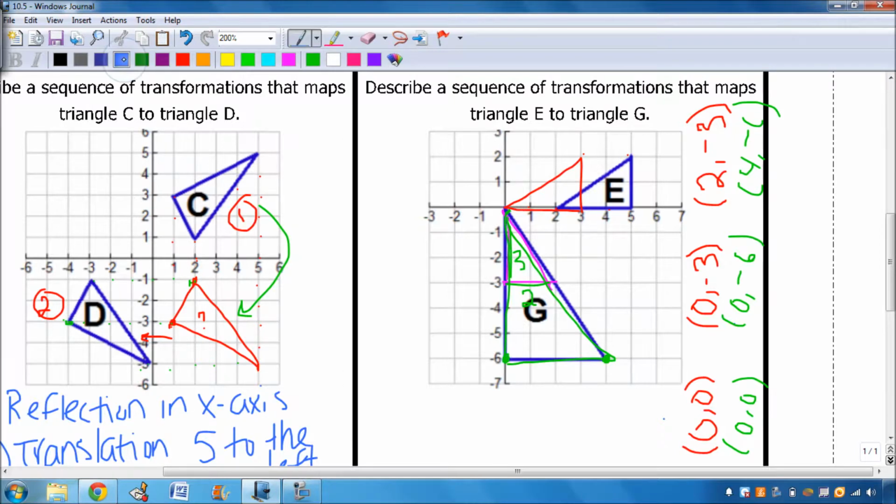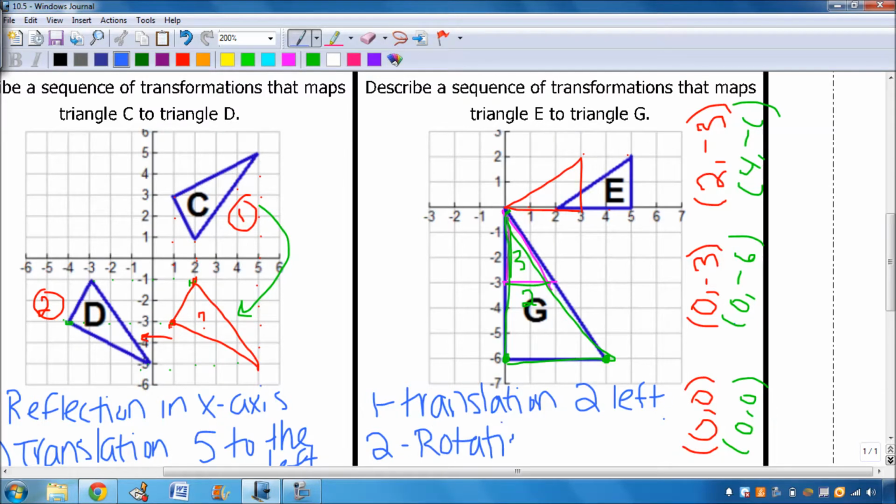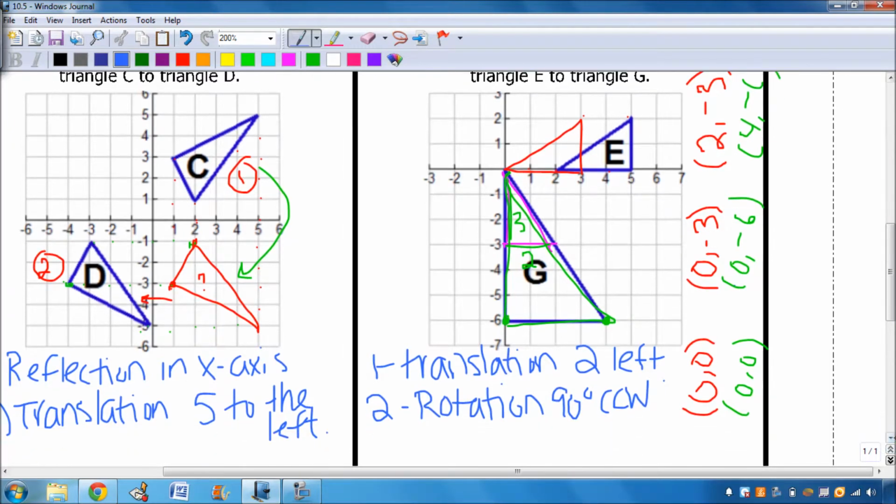So our first transformation was a translation to the left. Our second transformation is a rotation 90 degrees counterclockwise. And then our last transformation is a dilation with a scale factor of 2.